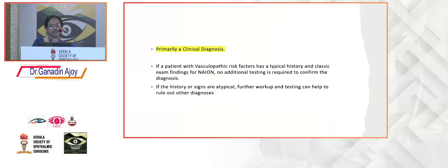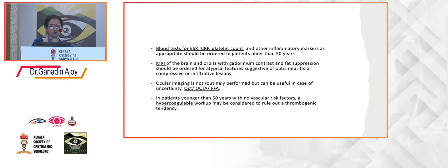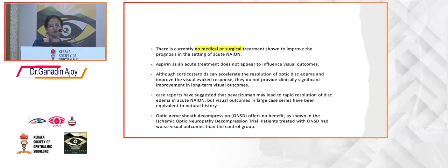Primarily, as I've said, a clinical diagnosis, all the others are just contributory. If he has a typical risk, typical history, nothing else other than management is required. If they are atypical, further workup is required. So that includes ESR, CRP, platelet counts, MRI, ocular imaging, and if younger than 50, also look for hypercoagulable states. There is no medical or surgical treatment.